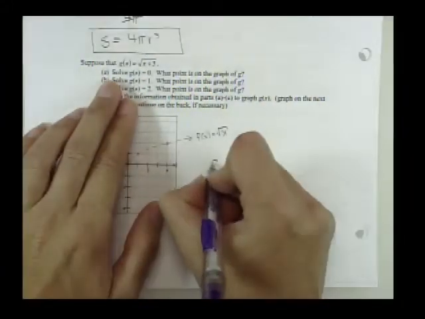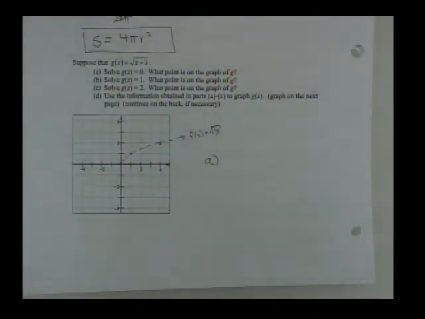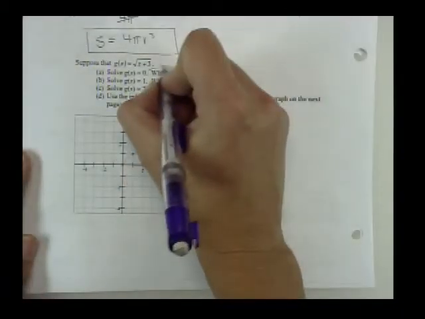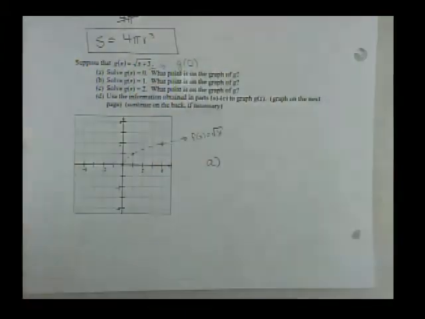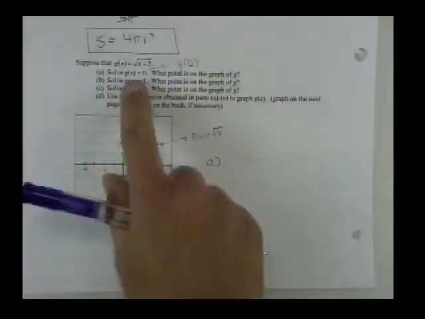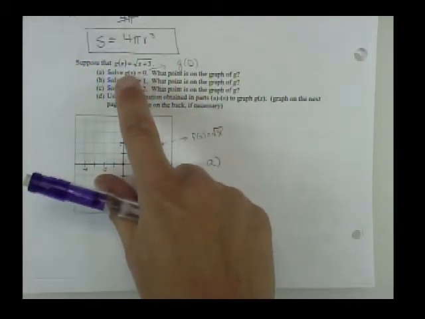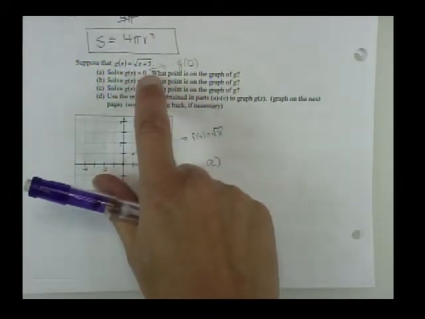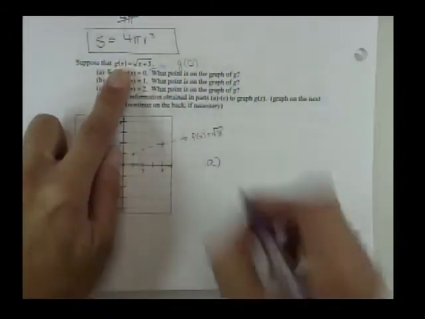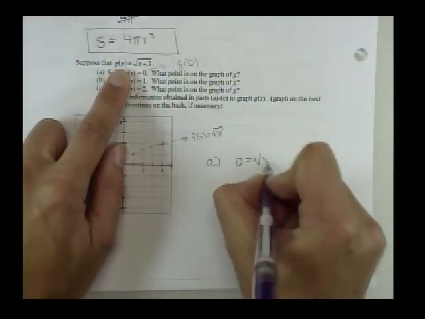So part A says solve g of x equals 0. So where does the 0 go? Do we plug 0 in for x? In for the y, right? If they wanted us to plug in 0 for x, they'd write g of 0, right? It's the x that's in parentheses. G of x means y, right? So they want us to plug in y equals 0. So this is the y. So we have 0 equals the square root of x plus 3.